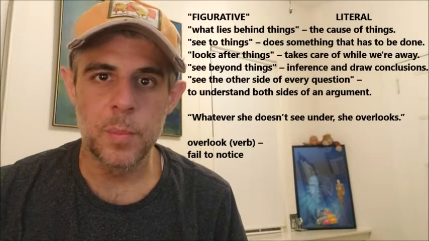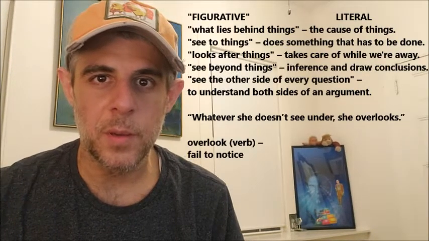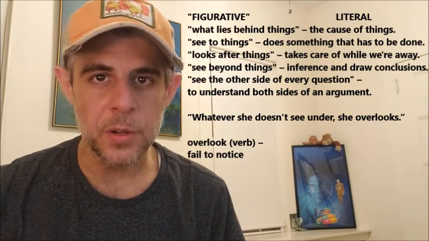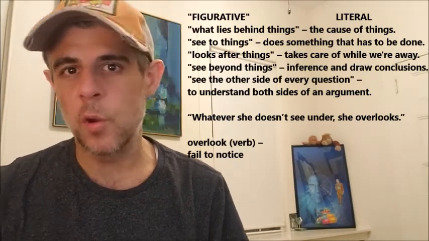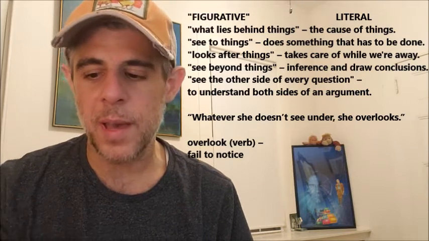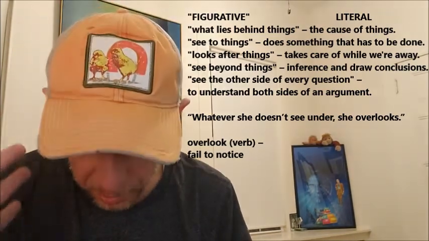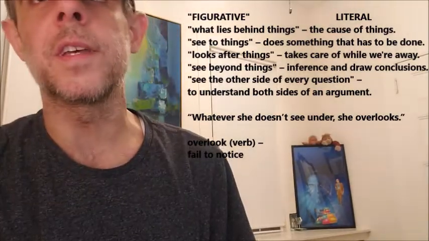Now, there are a lot of different puns in that last paragraph, but the one final joke that I want to point out is that whatever she can't see under, she overlooks. To overlook something is to forget about it or to not notice it. And so if she can't look under something, she overlooks it, which is the joke there.